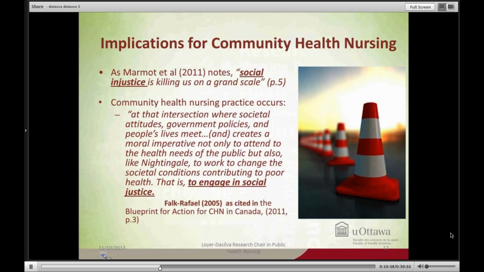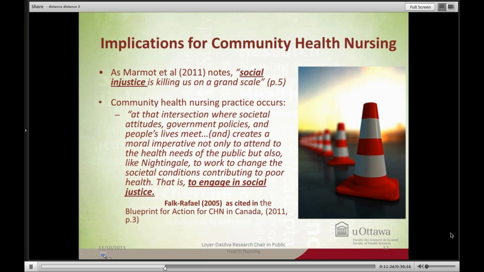And so what implication does this have for us? And I start again, as Michael Marmot says, in his 2011 article, that social injustice is killing us on a grand scale, again referring to those conditions or inequities that exist between communities and nations and regions, that exist even along racial lines and along gender lines.